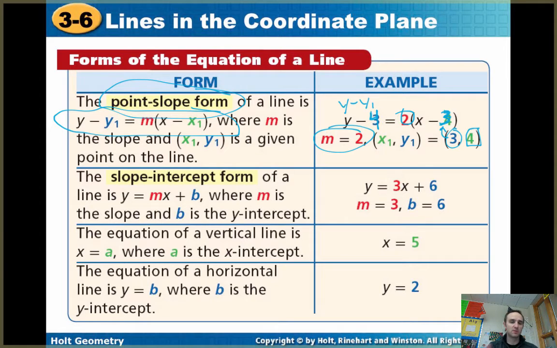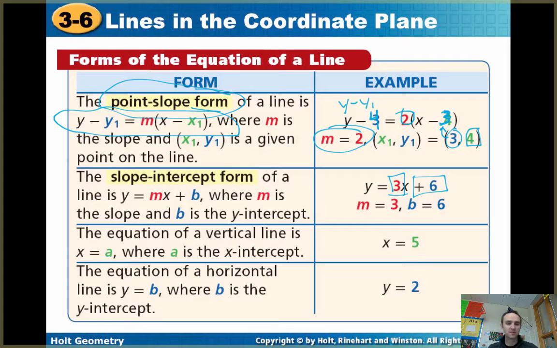For slope intercept form, this is the one that we use a whole lot in algebra. Y equals mx plus b. We know m is the slope, b is the y-intercept. So you see it in our form here. We've got our slope, we've got our y-intercept. Y-intercept is a positive 6, so we have plus 6. If the y-intercept was a negative 6, it would say 3x minus 6 there.